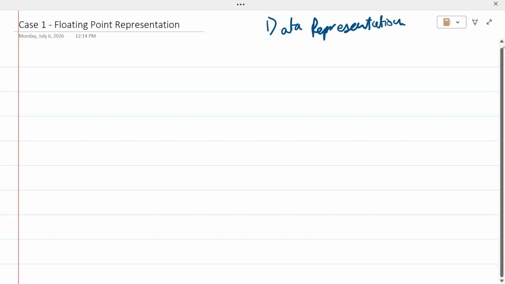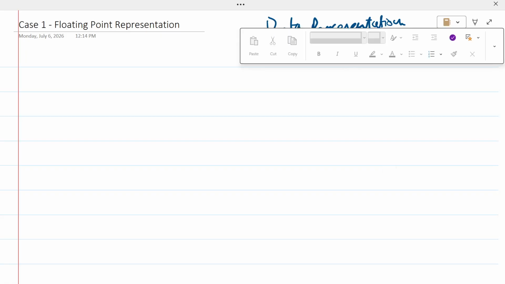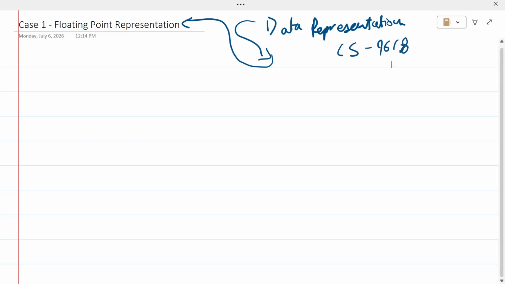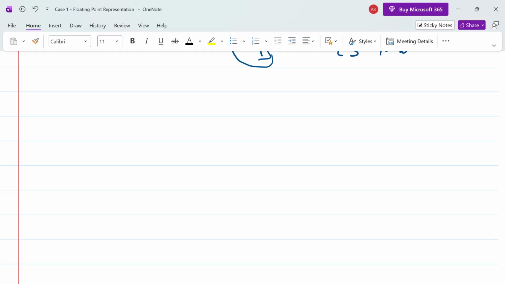So the chapter name is data representation. And in that, the very first thing we're learning here is, you know what? Let's just do this. So that is the very first chapter for computer science, CS 9618. And I don't really think there's a need to mention all of that because obviously, if you clicked on this video, then you must have already seen all of these things, right?